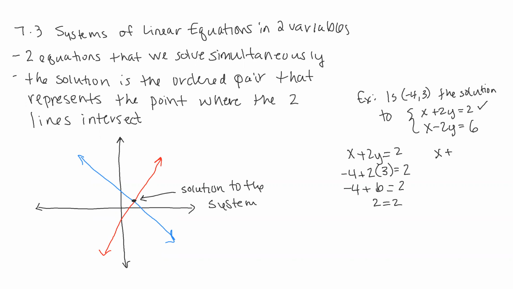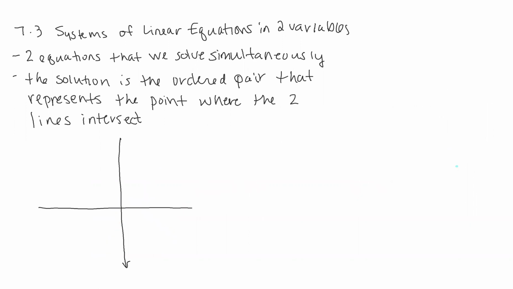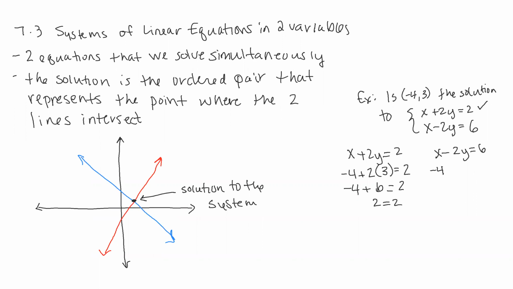So next we have x minus 2y. We want to see if that equals 6. So x is -4, and then, whoops, that should be a minus right here, sorry. So we have x minus 2y equals 6. So I've got -4 for x, and then I want to subtract 2y, where y is 3, and I want to know, does that equal 6?